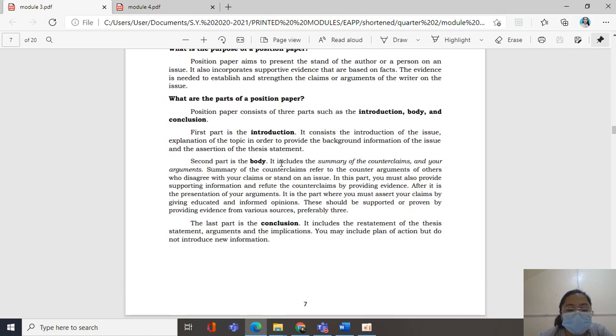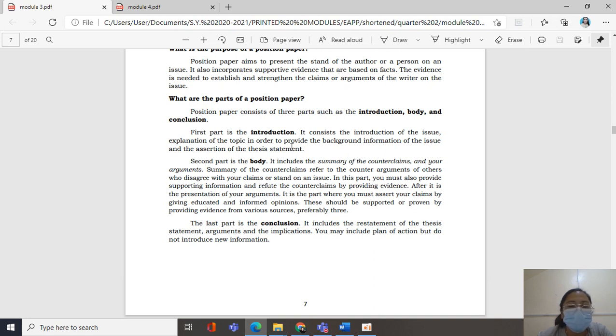Okay, let's start. Now, what are the different parts of a position paper? Just like writing an essay, it is composed of three parts: your introduction, body, and your conclusion. First part is your introduction.